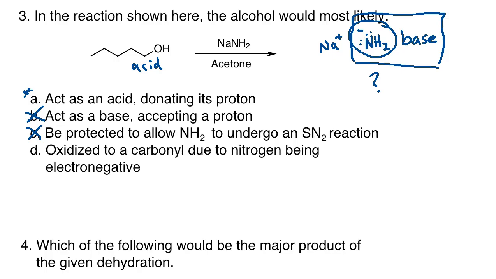So that is out. D, the alcohol would be oxidized to a carbonyl due to the nitrogen being electronegative. While that might sound tempting because nitrogen is electronegative, and we have talked about oxidation and oxygen being electronegative, this is out. And it should be out simply on the fact that if we're talking about oxidation, we already learned reagents. We would expect to see something like PCC or one of the chromium reagents or KMnO4. I don't see any of that here. I see NaNH2. And so A is most definitely the proper answer when we're looking at this.